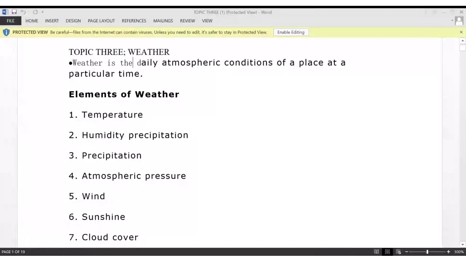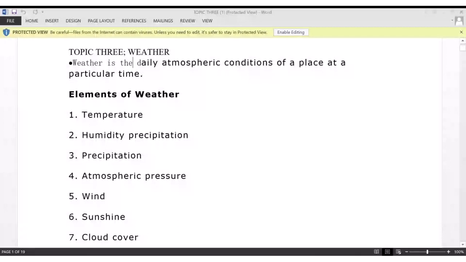Today I'm going to talk about weather. Weather is topic 3 of this unit. We want to look at the elements of weather, the aspects of weather. So straight away, I want to start from the definition, whereby weather is the daily atmospheric condition of a place at a particular time.